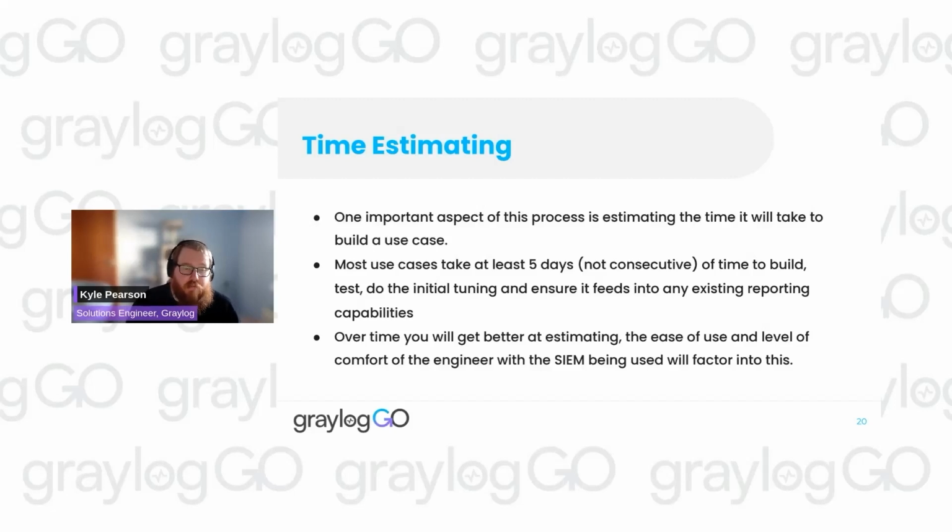Most use cases take at least 5 days. That doesn't necessarily mean they take 5 days if somebody's sitting on it working full time, but it will take some time to build, usually a day or 2 days. But then there are various stages afterwards. There's the initial tuning of a rule, tuning out those false positives, and then integrating it with any existing capabilities like reports and dashboards and making sure it all runs smoothly. And then there's obviously maintenance afterwards, where every year you might spend a day refining it and making sure it still works. But again, over time, you will get better at time estimating.